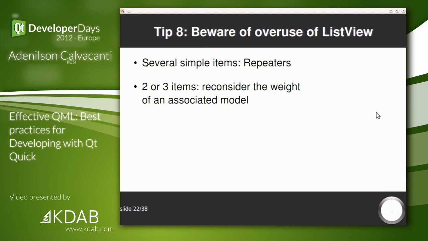Okay, beware of the overuse of list view. Sometimes you will have applications where people are list view happy. They use list view for everything. There are other elements that you can use, like the repeater. And if you have just 2 or 3 items, maybe, if you are running embedded, you should avoid having the weight of a model and a list view or a repeater and all the code associated around this. Generally, it will be faster just to put the 3 items hard-coded.